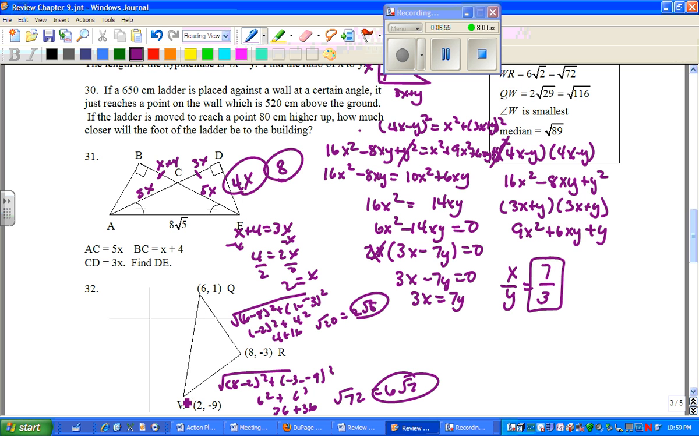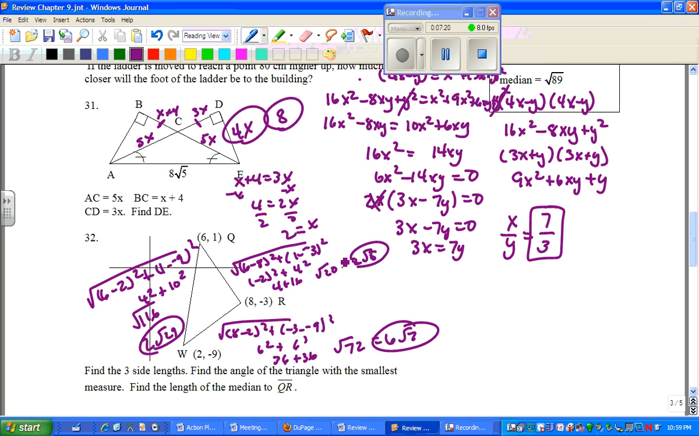And over here, when we do the square root, we'll do 6 minus 2 and square it, and then we'll add 1 minus negative 9 and square it. This is 10 squared, and this is 4 squared. So we get square root of 116, which is 2 square root of 29, for our 3 answers that we were looking for.